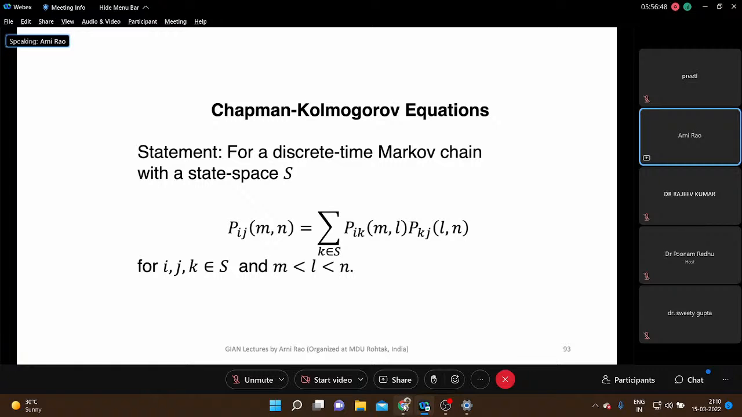Chapman-Kolmogorov equations. Again, these are all important. These are also important. We'll apply Chapman-Kolmogorov also in various other places of the real world. That's why, what is the theory behind Chapman-Kolmogorov?